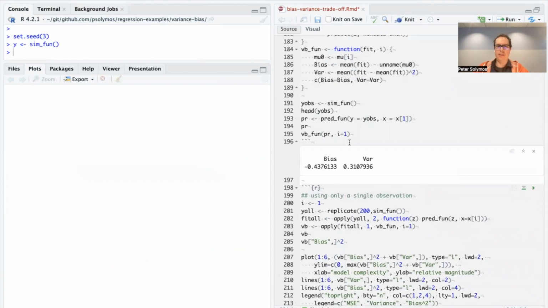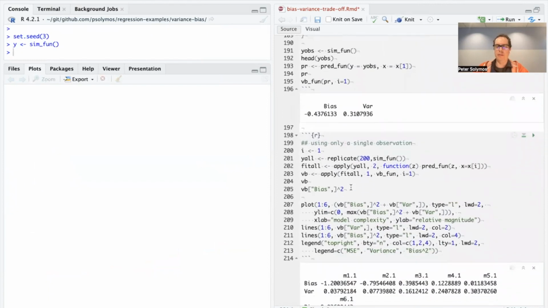Okay, that was variance bias trade-off. Any questions so far? We have something in the chat. Let us step away. All right. Anyone else? Questions so far?